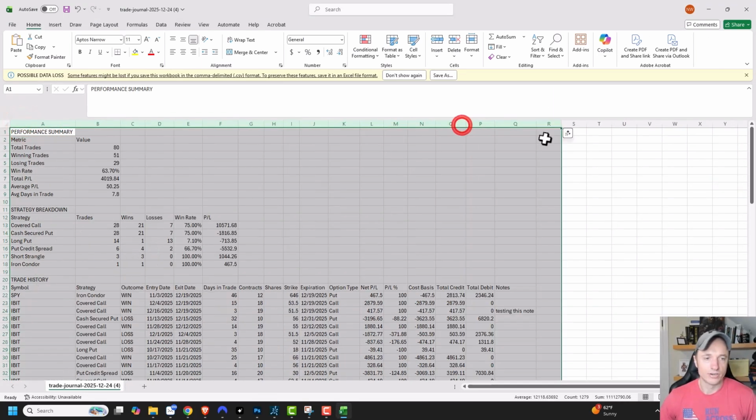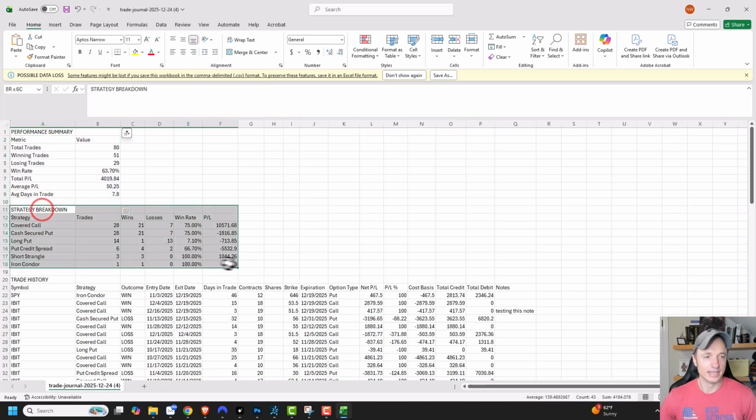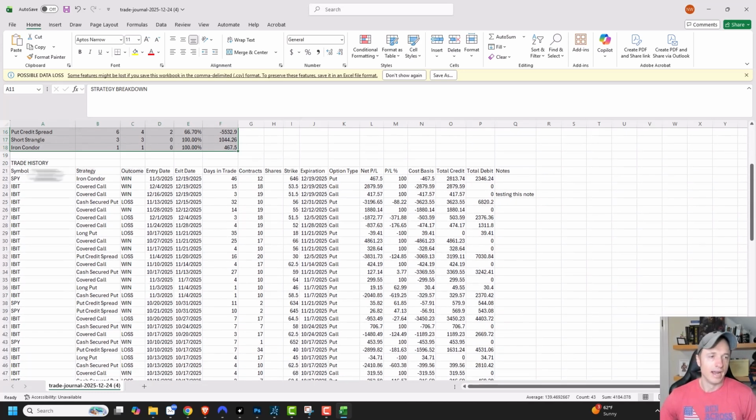Here's our trade journal. And it gives us all the information basically on that tab. So performance summary. So these are the metrics and values that we're looking at the top of the page. We get the strategy breakdown, so you can see the various strategies. So also at the top of the page, but instead of it being in a chart, we have the numbers right here. And then we have all the different positions and the results.